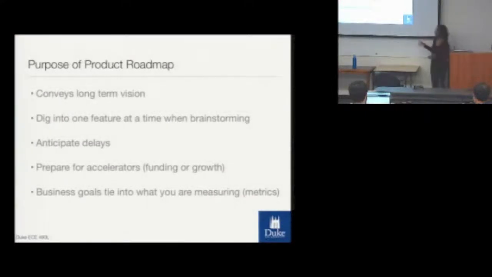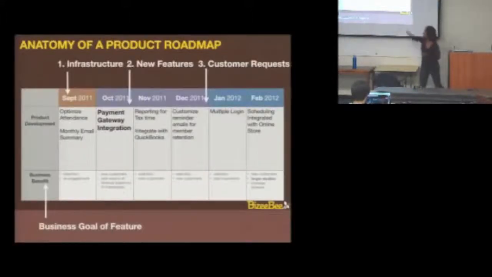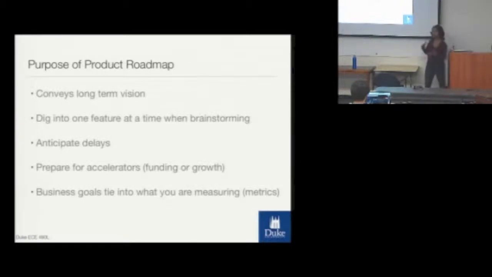Okay, so we've already talked about most of this, but there's 2 more things here. So obviously, this roadmap conveys the vision, and you can dig into the feature and dig into the story. But the other 3 things that are important are, it helps you anticipate delays, right? So if you think that, hey, I'm not going to be able to build this payment gateway integration by 2011, well, then everything else is going to be pushed out, right? So it gives you a good sense of what we're going to have to push.